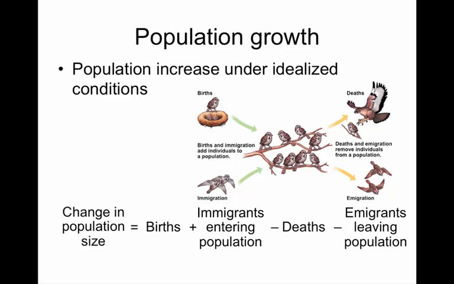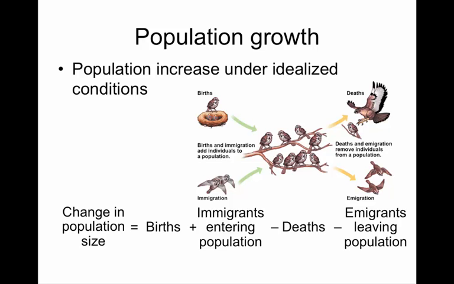Let's now consider population growth. We'll consider population growth first by considering the simple case of idealized simple conditions. So let's start by considering a population, a very simple population is shown here. We have 8 birds.